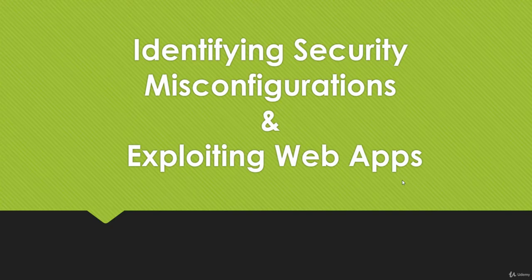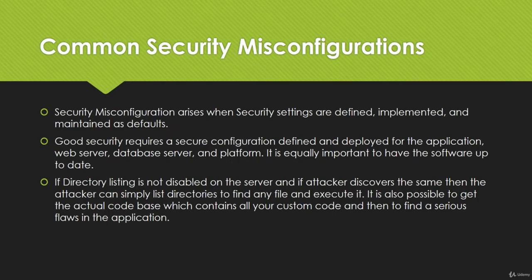In this program, we will talk about identifying security misconfiguration and exploiting web applications. So, first of all, we'll see what are common security misconfigurations. Security misconfiguration arises when security settings are defined, implemented, and maintained as default. Good security requires a secure configuration defined and deployed for the application, web server, database server, and platform. It is equally important to have the software up to date.